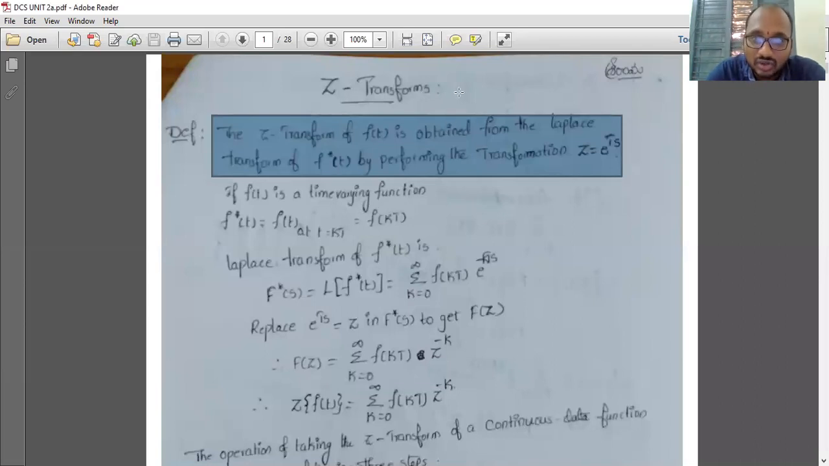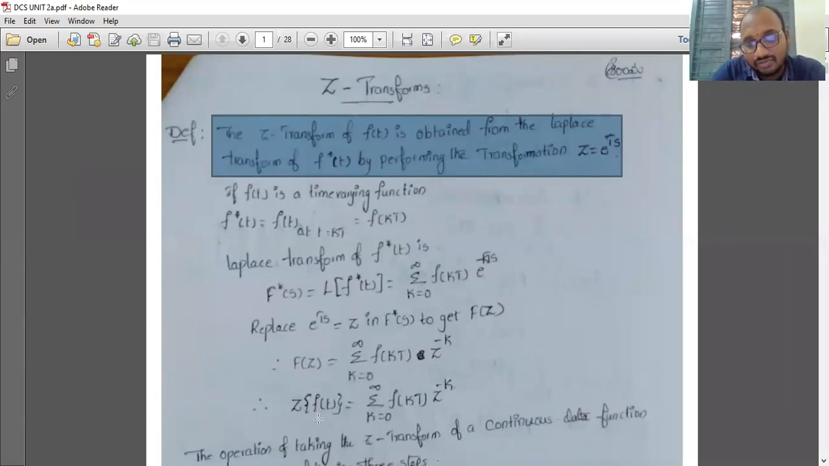So first you have to convert our analog signal f of t into the discrete signal f of kt. Then you apply the Laplace transform for our discrete signal, you get f star of s. Next you replace the transformation e power ts is equal to z. Finally we get the formula for the z transform of f of t. So this is the formula.